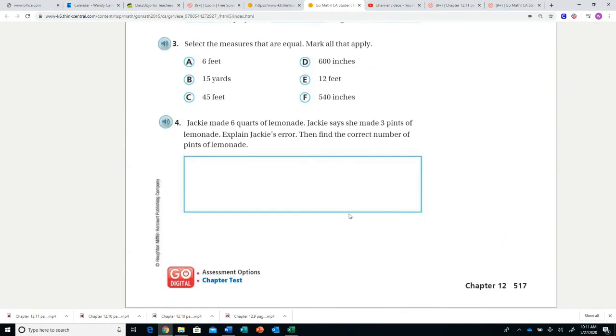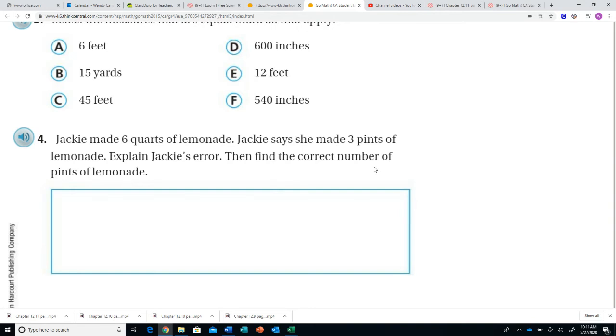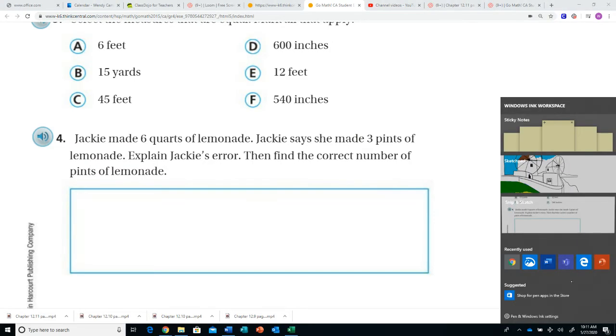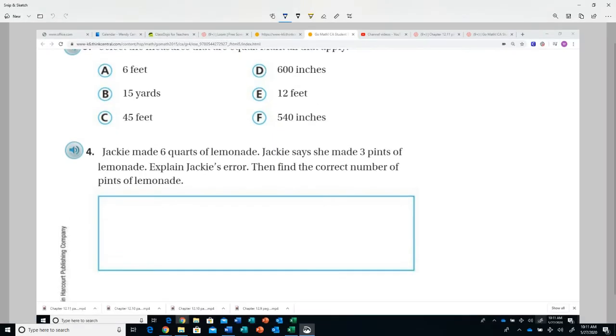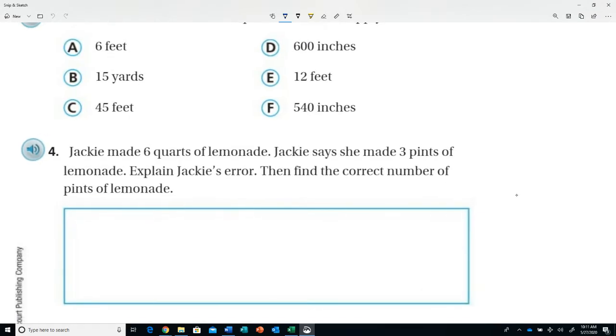All right, number 4. Jackie made 6 quarts of lemonade. Jackie says she made 3 pints of lemonade. Explain Jackie's error. Then find the correct number of pints in lemonade. So first, you have to know how many pints are in a quart. So you're going to need to know that there are 2 pints in a quart. And my total answer is going to be in pints. So 2 pints equals 1 quart.